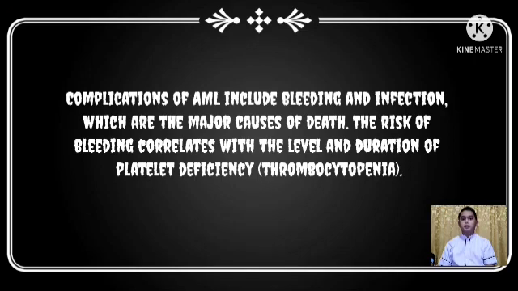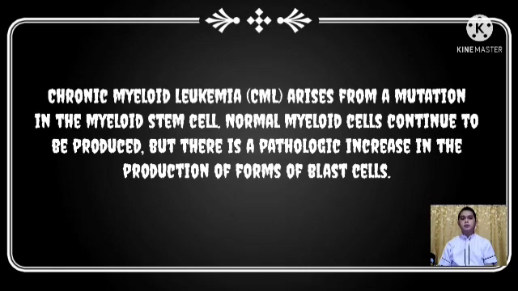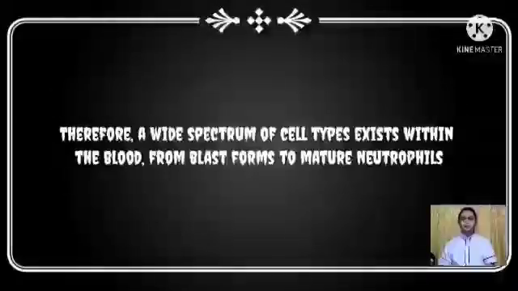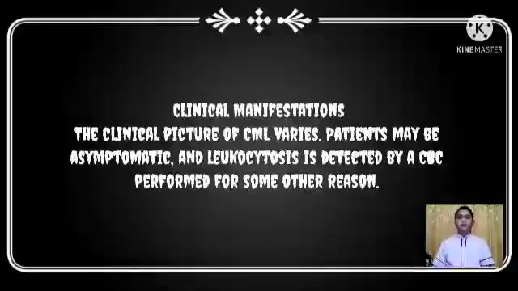Then next one is the chronic myeloid leukemia, or the CML, which arises from a mutation in the myeloid stem cell. Normal myeloid cells continue to be produced, but there is a pathologic increase in the production of forms of blast cells. So the blast cell is an abnormal or immature white blood cell. Therefore, a wide spectrum of cell types exist in the blood, from the blast forms to mature neutrophils. So the bone marrow of an adult produces about 100 billion neutrophils daily. So it takes about 1 week to form the mature neutrophil from the precursor cell in the marrow.